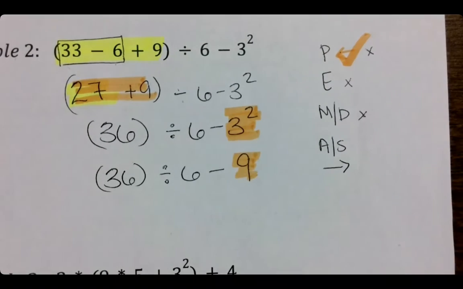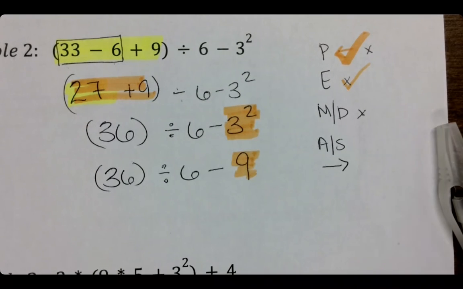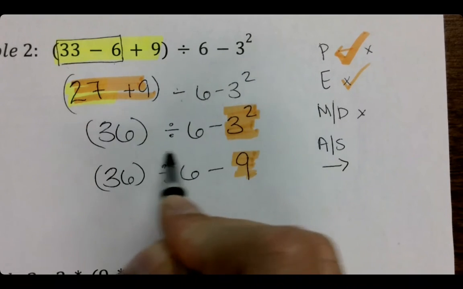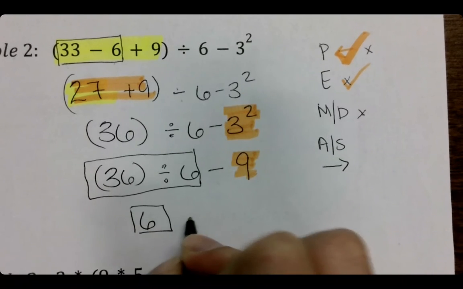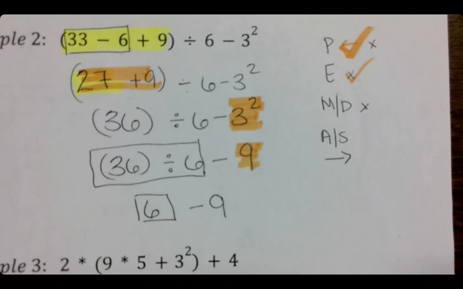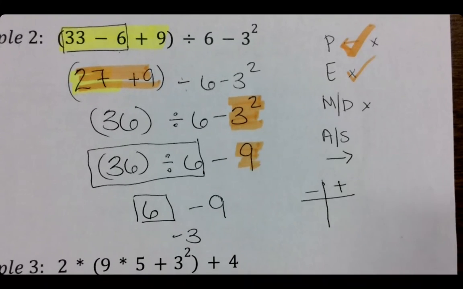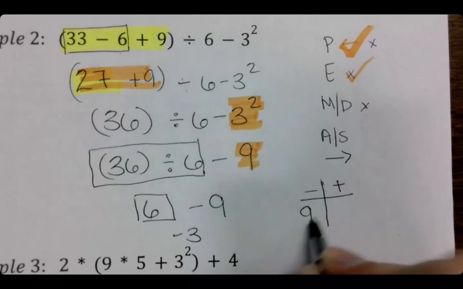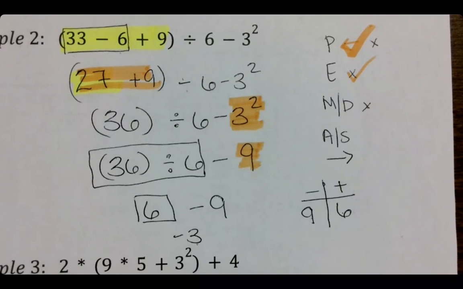All right. Now we have done our exponents. We can move on to multiplication and division. The only thing we have here is division. 36 divided by 6 is 6. And then we have minus 9. 6 minus 9 is not 3. It is negative 3. If you remember what we did last week, we have our 9 here and our 6 here. They're opposites, so we subtract and we keep the sign of the 9 because it is a bigger number.